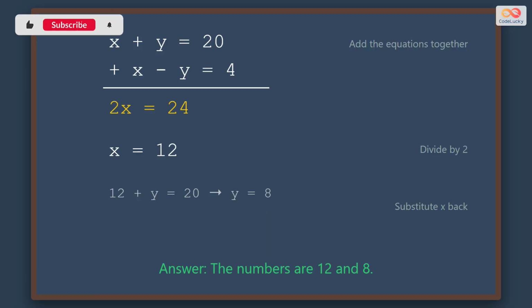To solve this, we can simply add the two equations together. x plus x gives us 2x. The positive y and negative y cancel each other out. 20 plus 4 is 24. Dividing by 2, we find that x is 12. Putting 12 back into the first equation, 12 plus what is 20? y must be 8.